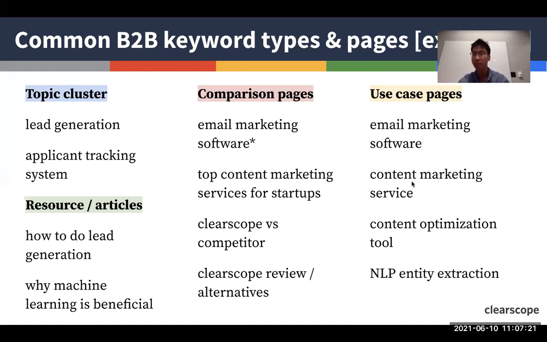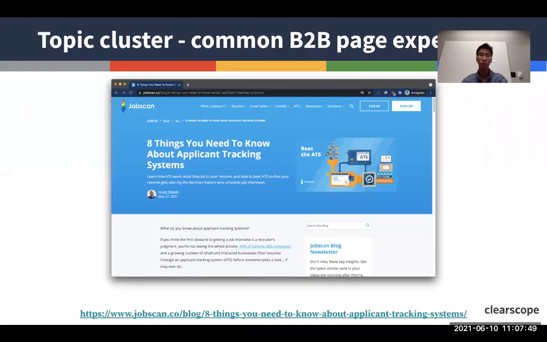Content marketing service, same idea. It's both something that you should explicitly have a use case page to say, we at Clearscope offer content marketing services, and also then consider that comparison page as well. And then use cases are oftentimes also just different applications of your particular product. For us at Clearscope, that'd be like content optimization tool or natural language processing entity extraction.